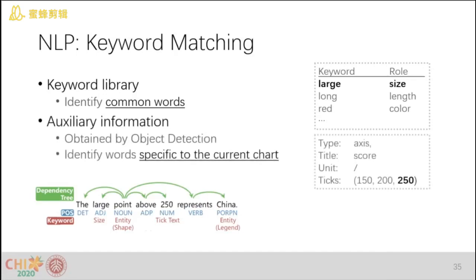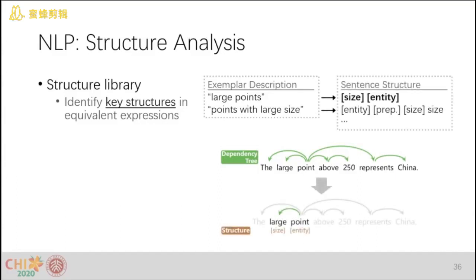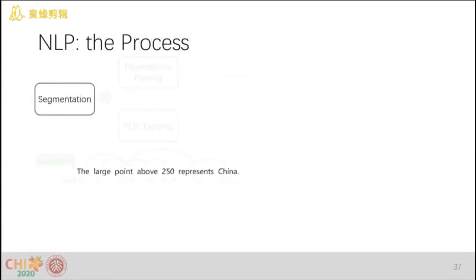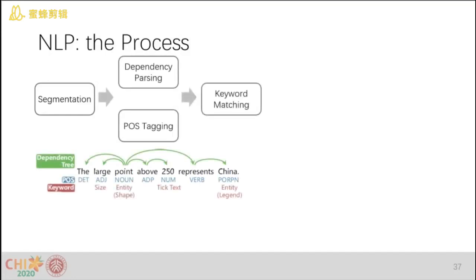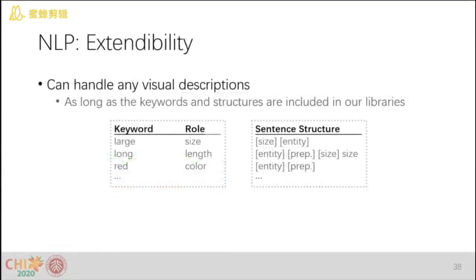Auxiliary information from the object detection module is used to identify chart-specific words. We also build a structure library to handle different dependencies in equivalent expressions. The key structure shows the decorating relationship between keywords. The above procedures turn the text into a structured list of described entities, which is passed to the annotation module as search conditions. The NLP module can handle various keywords and expressions as long as they are included in the predefined knowledge bases.